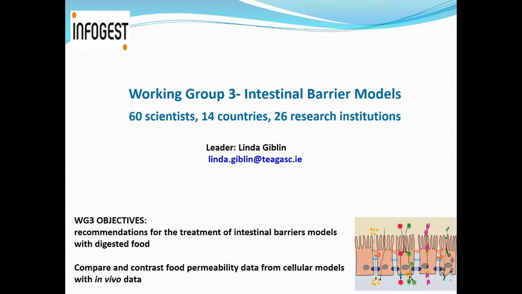Within Infogest, there is a working group that focuses primarily on intestinal barrier models. And this is made up of 60 scientists from 14 different countries from 26 research institutions. And the objective of this working group is really to put forward a series of recommendations of how to treat these intestinal barrier models with food that's digested. And then how to compare and contrast the data from these cellular models with in vivo data.